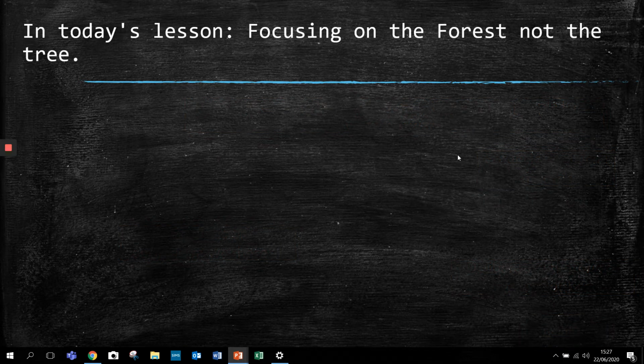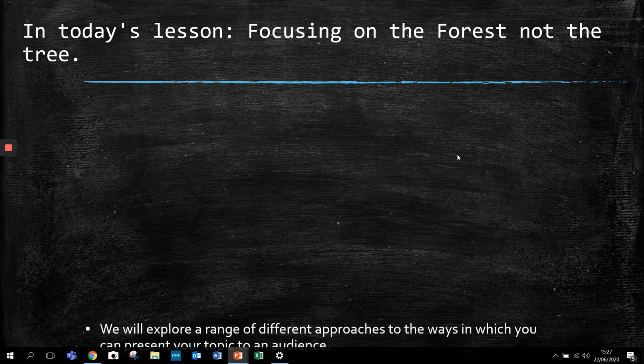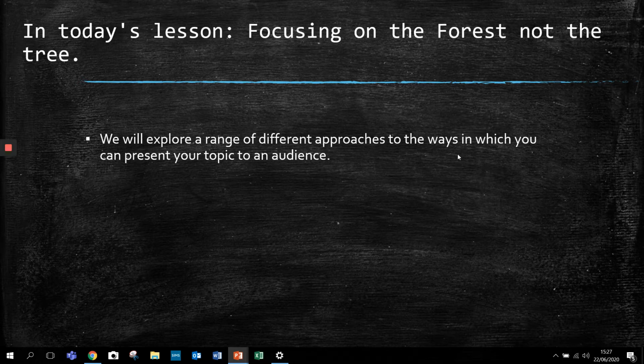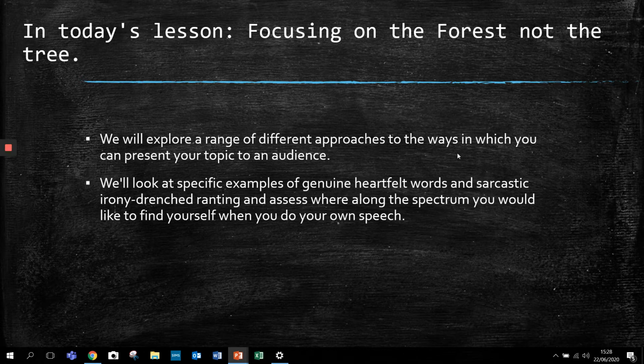We're going to focus on the forest, not tree, because if you remember, we're back in the forest. So here we go. What we're going to do today, we're going to explore a range of different approaches to the ways in which you can present to an audience. We're going to see some good things, and we're going to see some really, really bad stuff. Okay, this is going to make you laugh. Okay. We are going to look at some specific examples of genuine heartfelt words and sarcastic and irony-drenched ranting, okay?